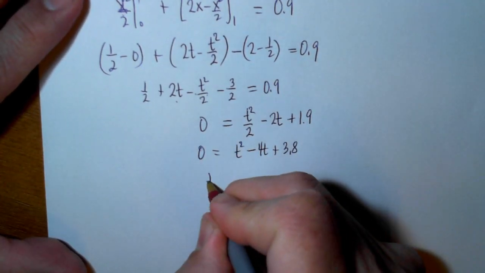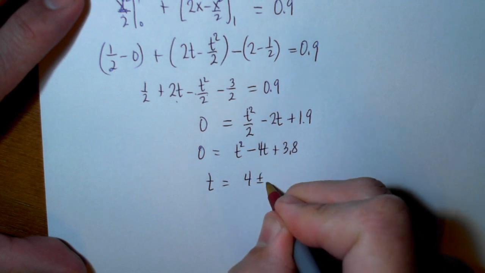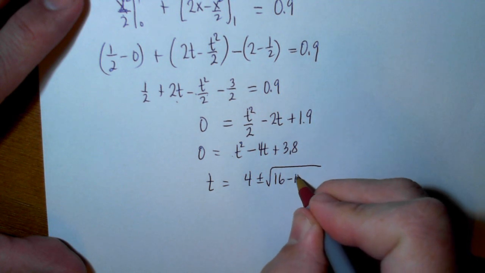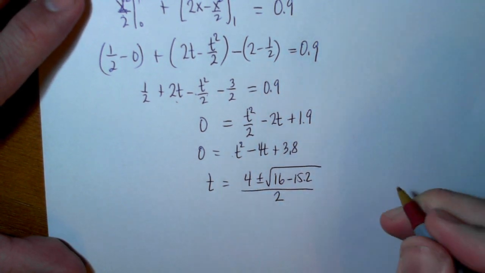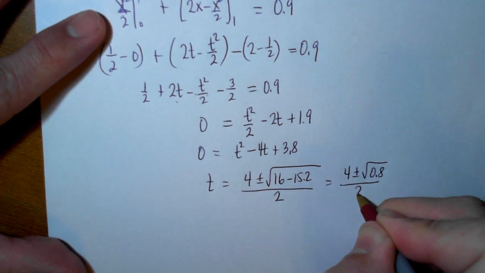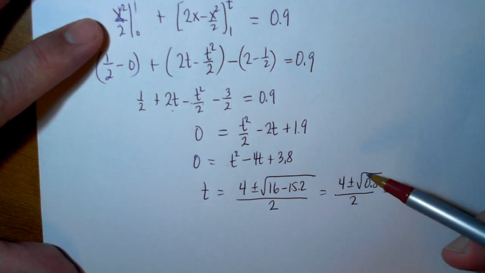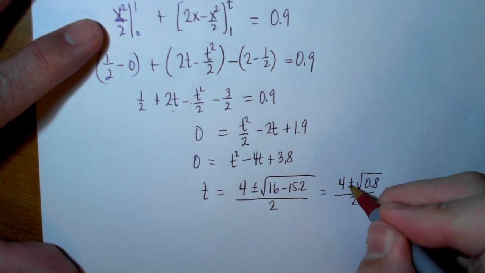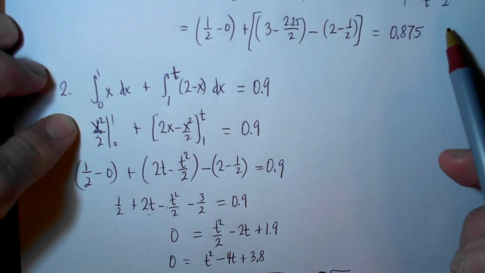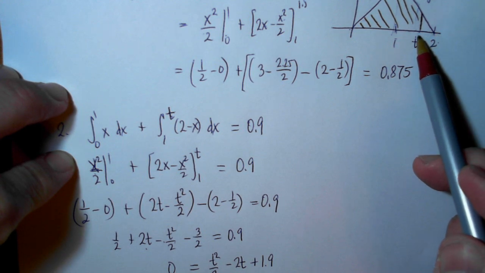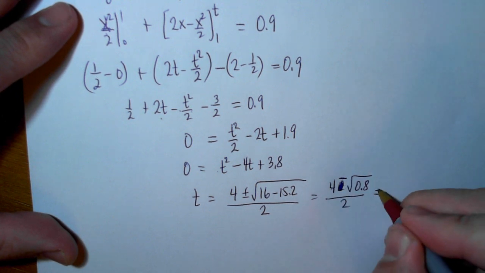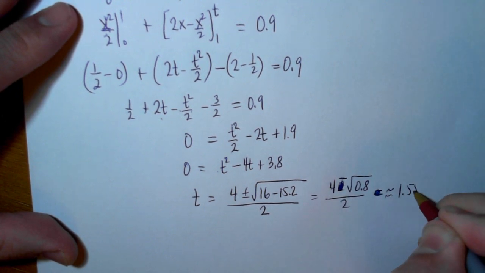And now we'll just use the quadratic formula. T is equal to 4 plus or minus the square root of 16 minus 4 times a times c, which is 15.2, divided by 2, or 4 plus or minus the square root of 0.8 divided by 2. Now I know full well that it's going to be the minus here. Why do I know it's the minus? Because 4 divided by 2 is 2, and the answer must be something that's less than 2. So the plus would be an extraneous root. So 4 minus that, finally I get 1.5528.